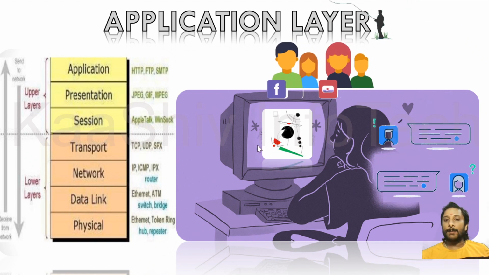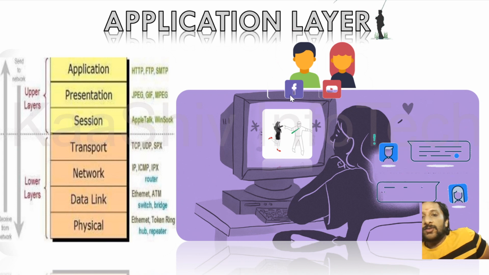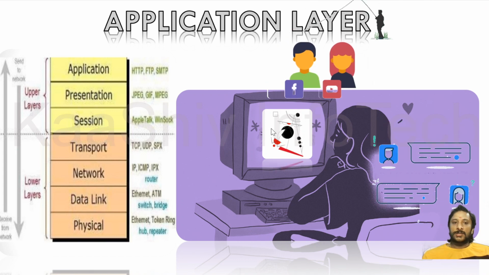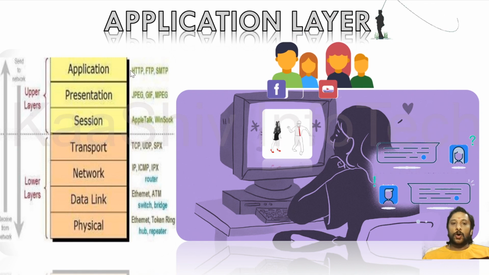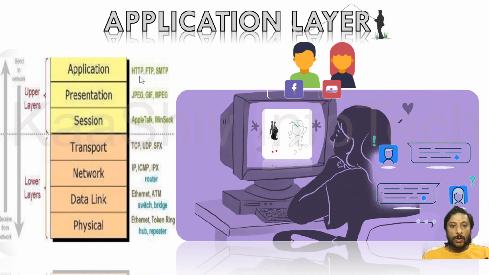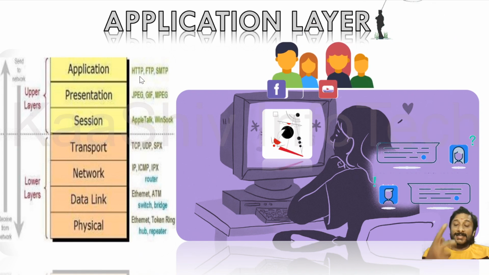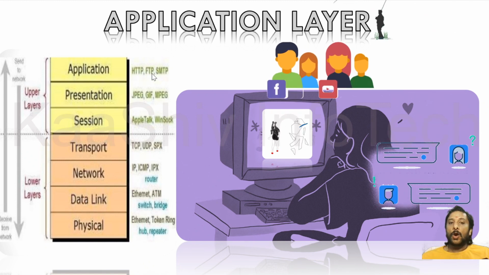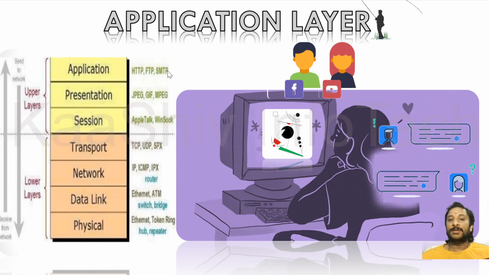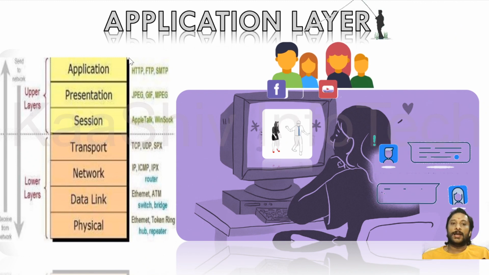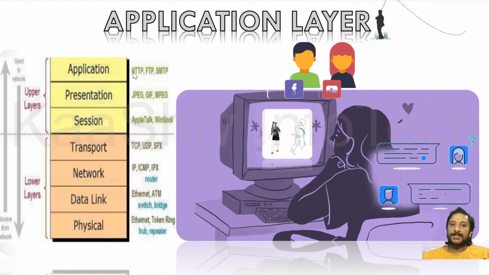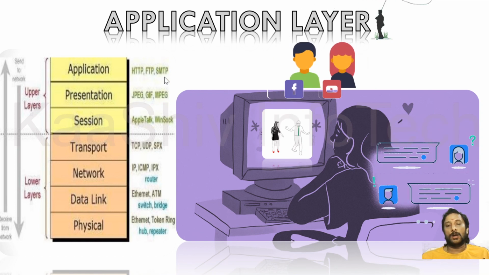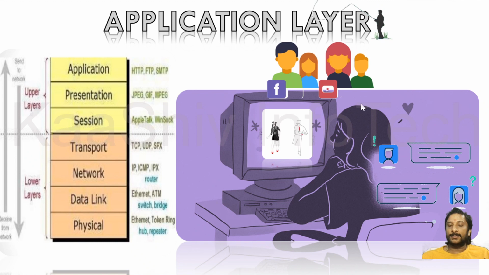So via a Facebook, I'm sending a message or a picture. That is your application layer. Obviously you'll be using the HTTP protocol to chat with them or browse a website, FTP to send a file, or SMTP, the Simple Mail Transfer Protocol, to send a mail. Hypertext Transfer Protocol, File Transfer Protocol, Simple Mail Transfer Protocol. So that is your application layer.